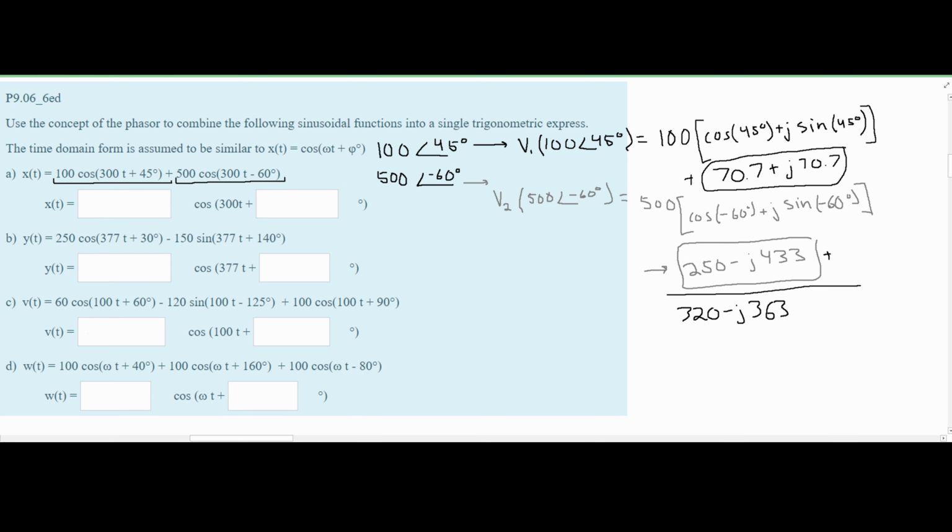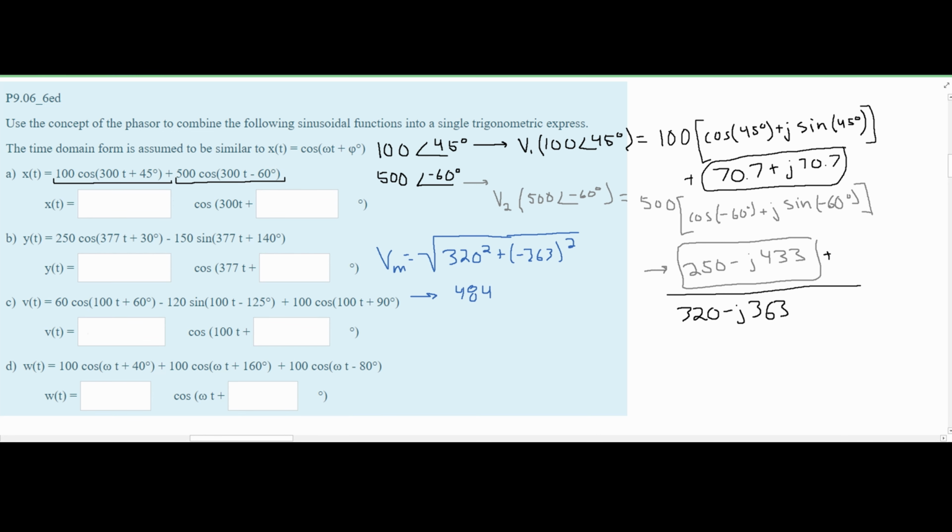However, we're going to need our V max. To calculate V max, we are going to say that our V of M, and this is a formula, is equal to the square root of 320 squared plus the negative 363, also squared, under the square root. This is going to give us approximately 484.